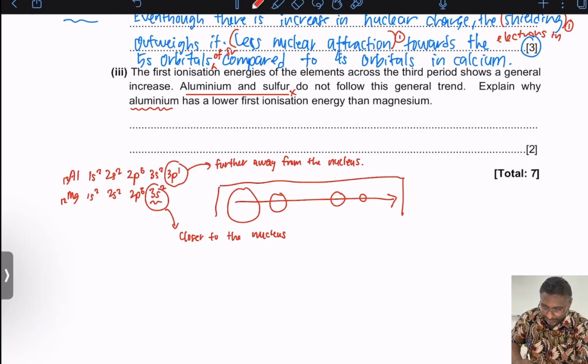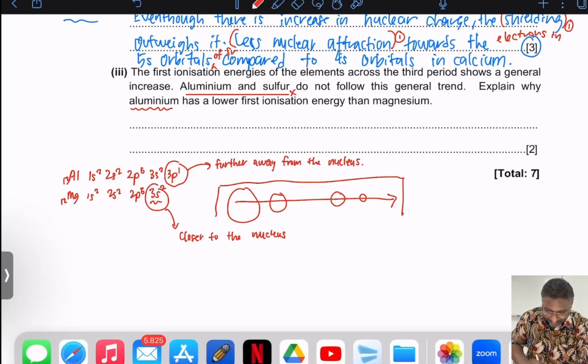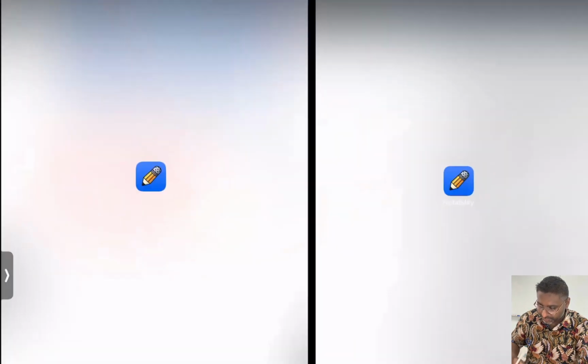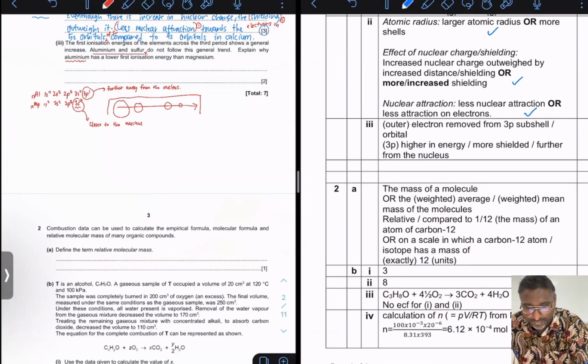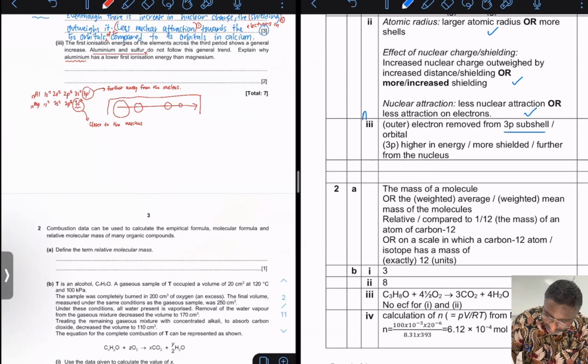Based on that plan, does our answer key correspond to that? It should correspond to that. You see here, the outer electron is removed from the 3p subshell. Just now I used subshell. Do remember, this is for aluminium. I'm talking based on aluminium, and you talk about 3p. The 3p is higher in energy, more shielded or further from the nucleus.